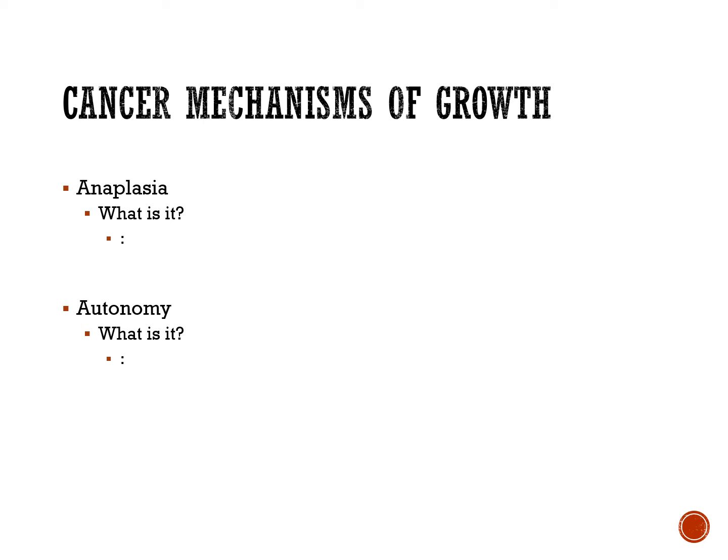So obviously cancer starts with a single cell, and it's just different than the other cells, right? That cell loses its differentiation and organization and no longer functions normally, and that's called anaplasia. The cell starts to grow without its normal restrictions, right?